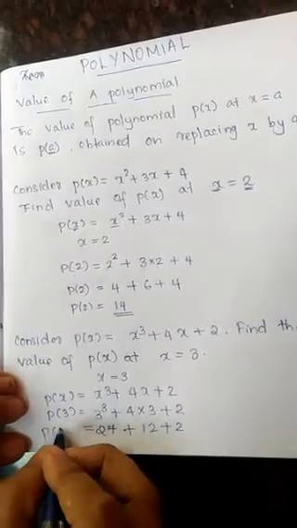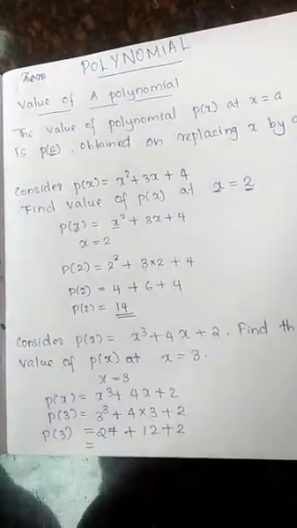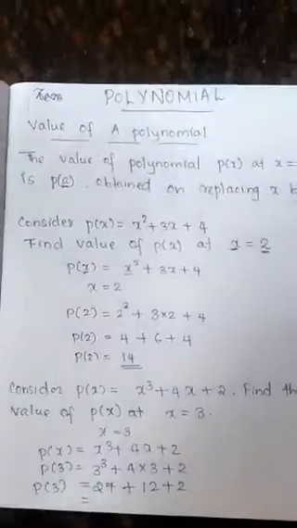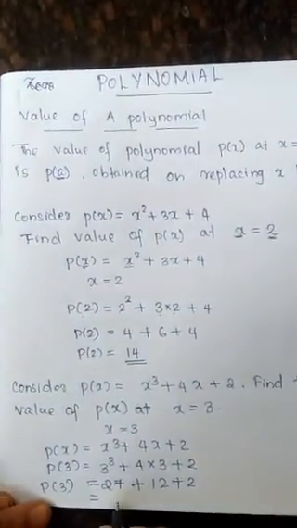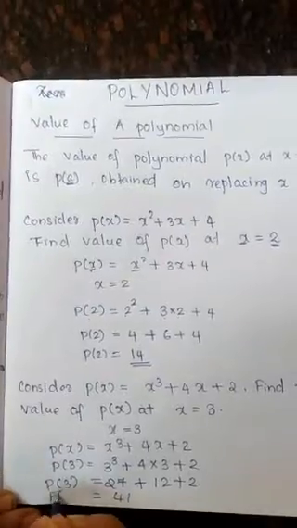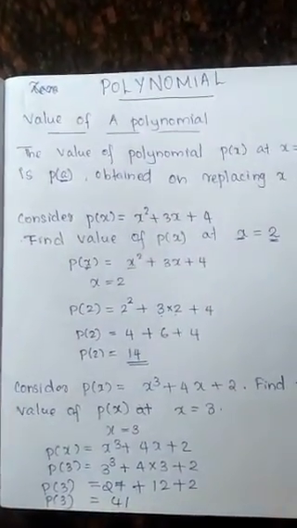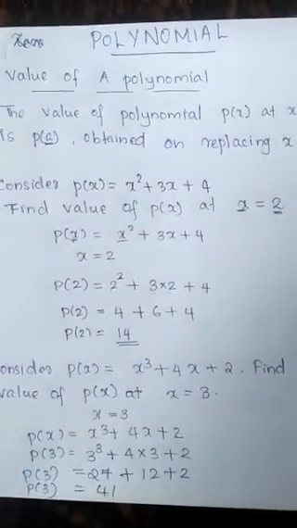What is the answer? 27 plus 12 plus 2. So the answer is 41. When we replace the x value by 3, we get p of 3 is equal to 41.